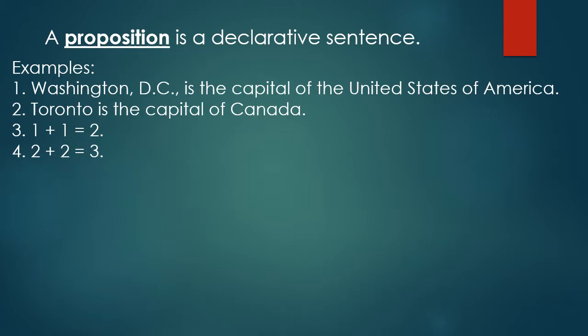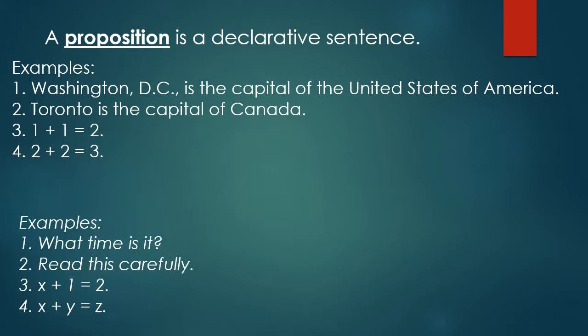And these examples: sentences 1 and 2 are not propositions because they are not declarative sentences. Sentences 3 and 4 are not propositions because they are neither true nor false. Note that each of sentences 3 and 4 can be turned into a proposition if we assign values to the variables.